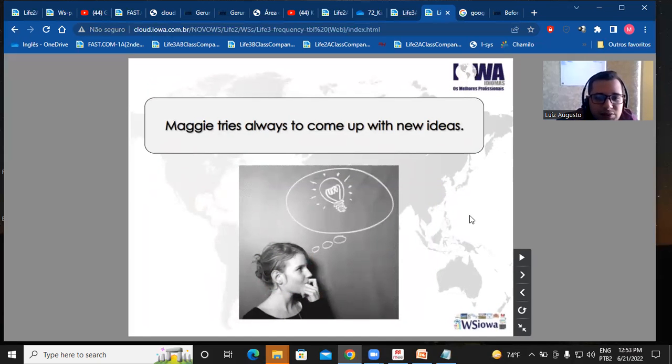Maggie tries always to come up with the new ideas. Meg tries always to come up with new ideas. Meg tries also. Esse tá certo, não? Meg não tem o verbo to be, então é o contrário. Meg always tries. Yeah, because when you have normal verbs, before. When you have verb to be, after.